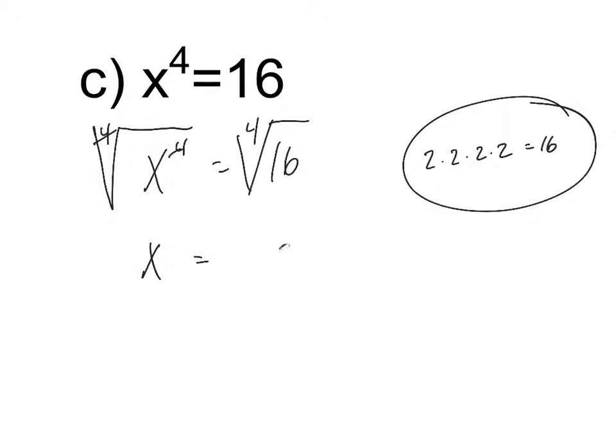So one of those answers is going to be 2, and also you have to remember that -2 times -2 times -2 times -2 is also going to give me a positive 16. So the solutions to x to the fourth equals 16 are x equals plus or minus 2.